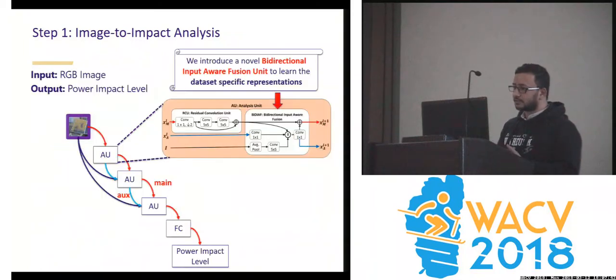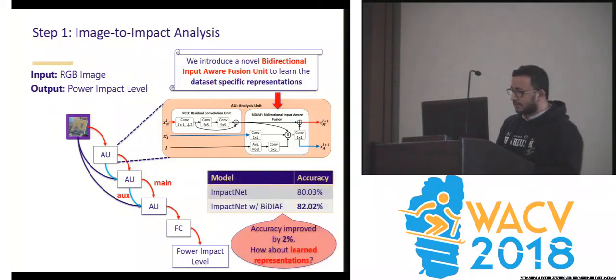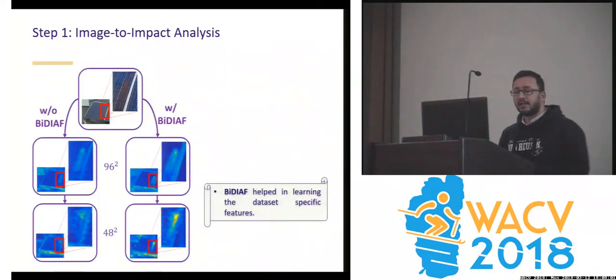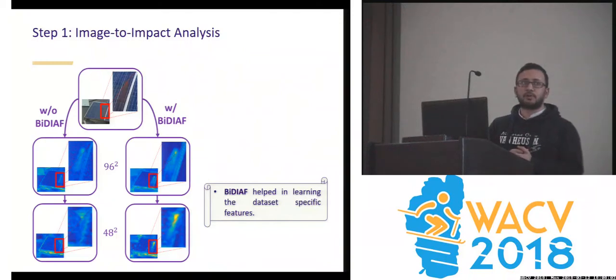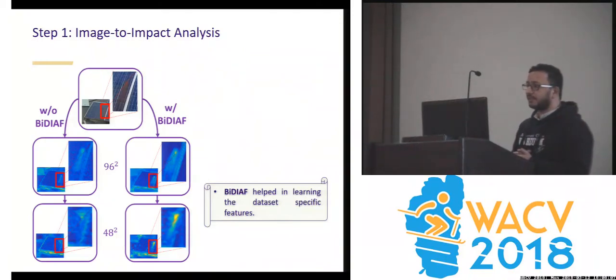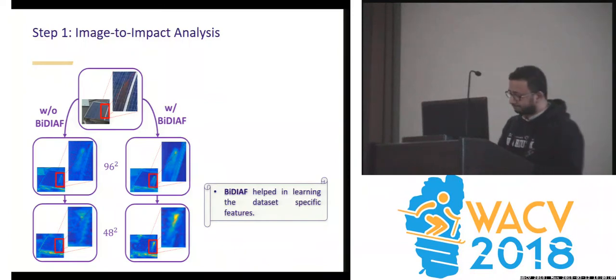In order to fix this, we propose a novel bidirectional input-aware fusion unit, which reinforces the input inside the network at different spatial levels to learn the dataset-specific representations. With this unit, the classification accuracy improved by 2%. But most importantly, our CNN was able to focus on the right areas. So basically, it helps in learning the dataset-specific features.